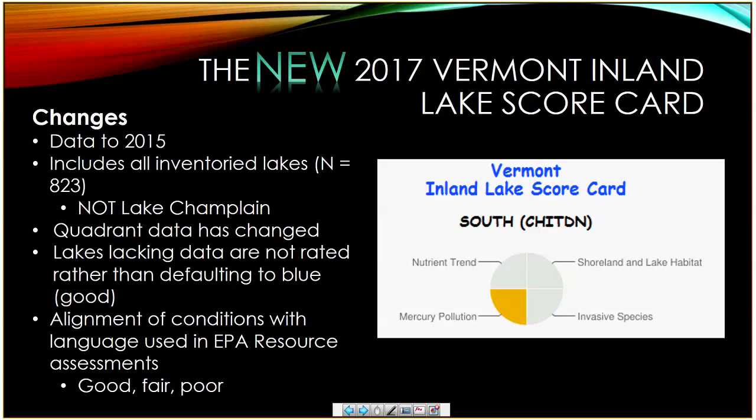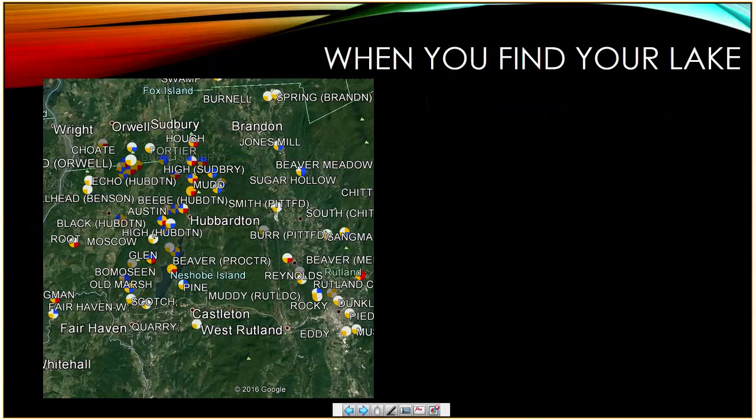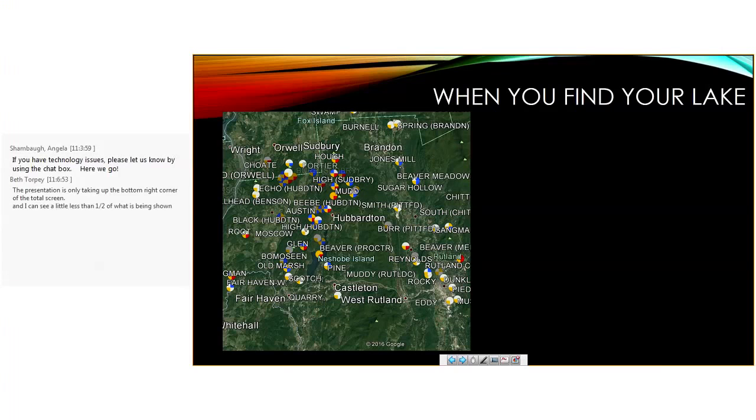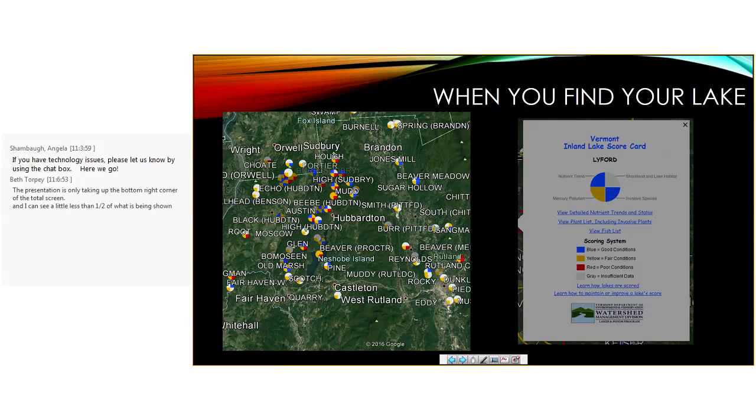So let's look at what happens when you go to visit the scorecard. When you zoom in using Google Earth, you'll see the colored SECI icons. There will also be a layer that today is not functioning, of course. There will also be a layer that shows you the outline of the lake watershed as well. When you click on the icon associated with your scorecard or with your lake, you'll get the Inland Lake Scorecard popping up.